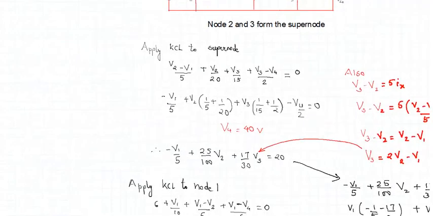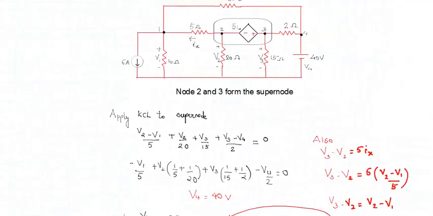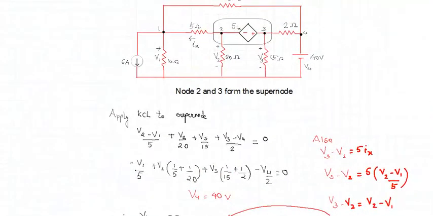Now we have one more node to go, right? The other node is this node 1. Now we'll apply KCL to node 1. So what are the currents? The first current is this, directly the outgoing current. So we'll take it to be positive 6.